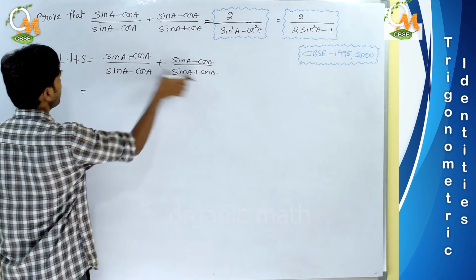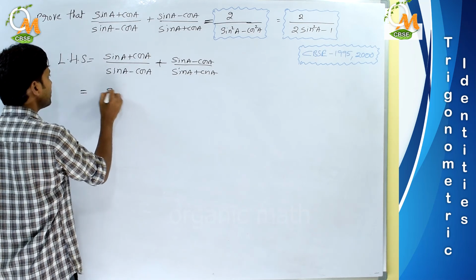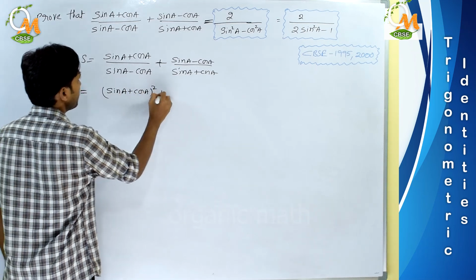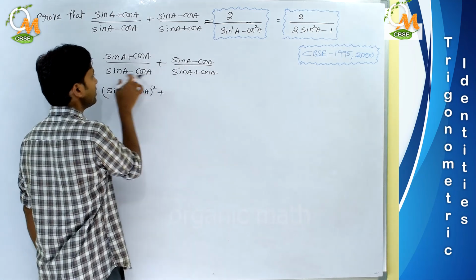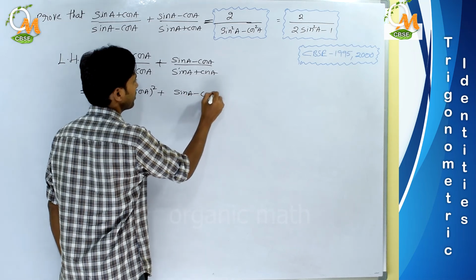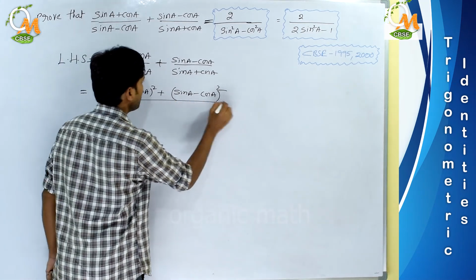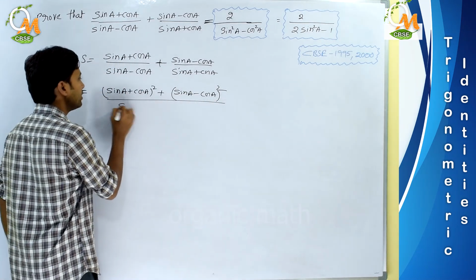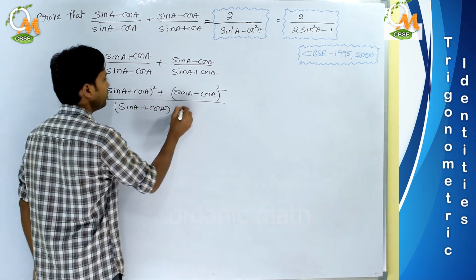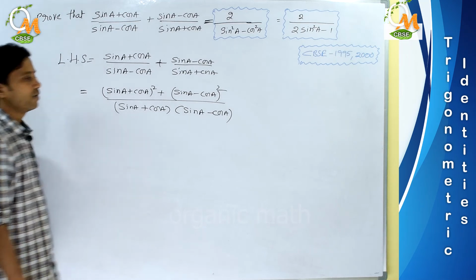Then sin A plus cos A into sin A plus cos A. Because it is multiplied twice, we can put it as a square. Sin A plus cos A whole square, plus here also we need to do the cross multiplication, sin A minus cos A times sin A minus cos A, whole square. Now in the denominator, multiply these two. What do we get? Sin A plus cos A into sin A minus cos A. Got it?